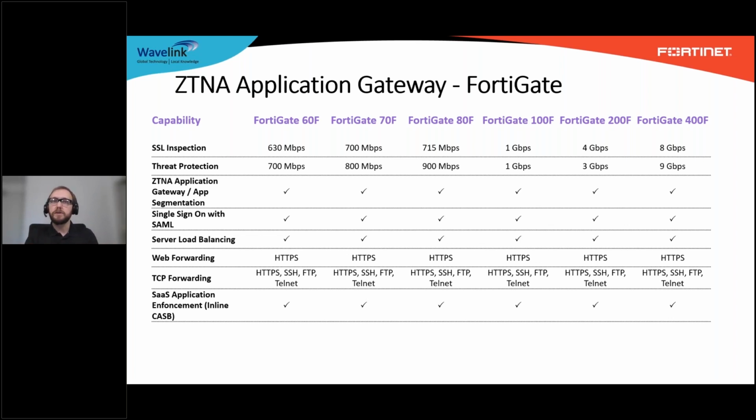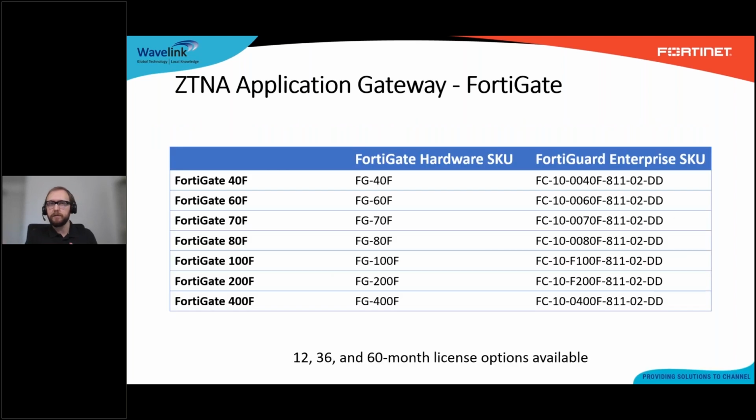Here's a list of the main SKUs for most of the FortiGates that we see deployed in the ZTNA solution. And then, of course, their appropriate FortiGuard Enterprise SKUs. Now, there's 12, 36, and 60-month license options on the FortiGuard Enterprise SKU as well if you need different varying license lengths for your customers.